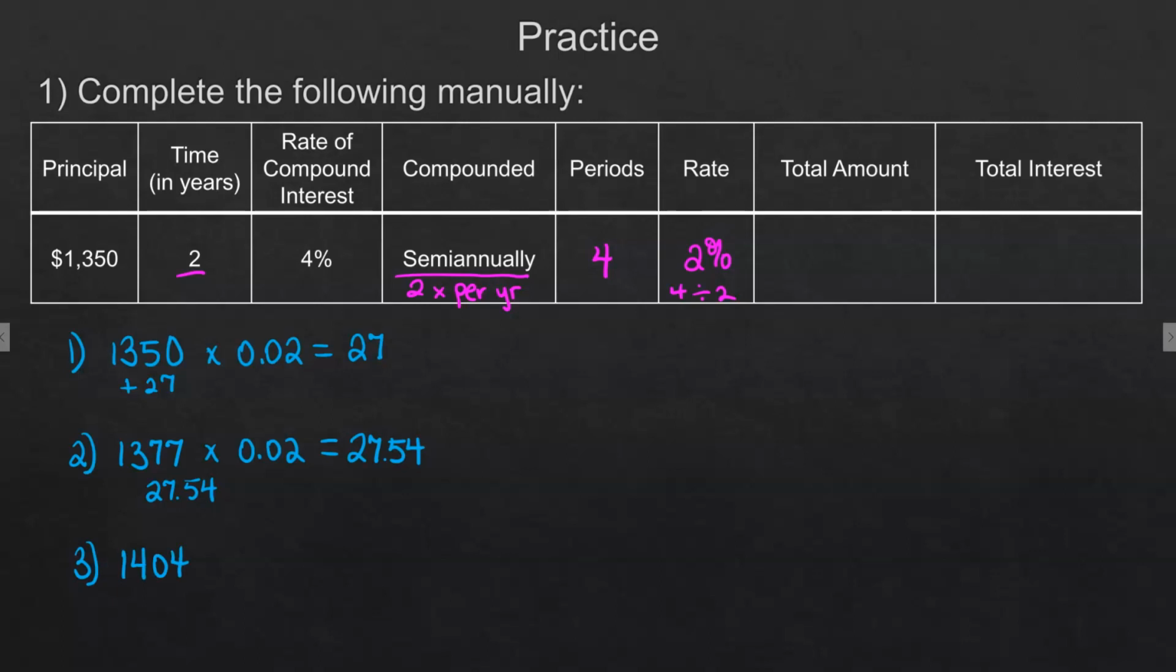And our new one is $1,404.54. We're going to take that times 2%, which is $28.09. So we add $28.09 to our previous balance, and then we're going to have our fourth calculation, and that is at $1,432.63, and we multiply by 0.02. And I'm going to pause this for a minute and finish this out and then talk about it.